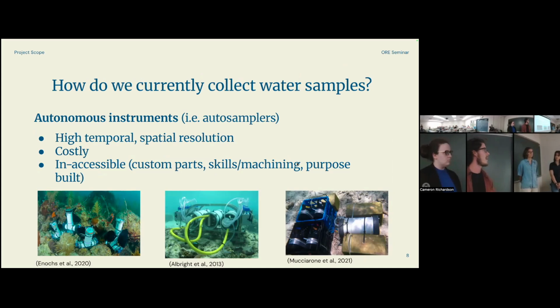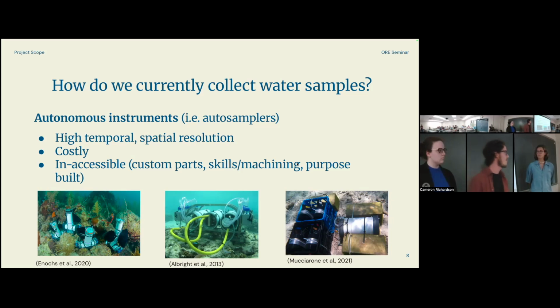With the advent of modern technology, we've seen more work on collecting water samples autonomously through auto samplers. And these, conversely to these traditional techniques, have a much higher spatial and temporal resolution. They can be costly in terms of not just their price, but also the manufacturing process, and this can also hinder their availability to consumers.